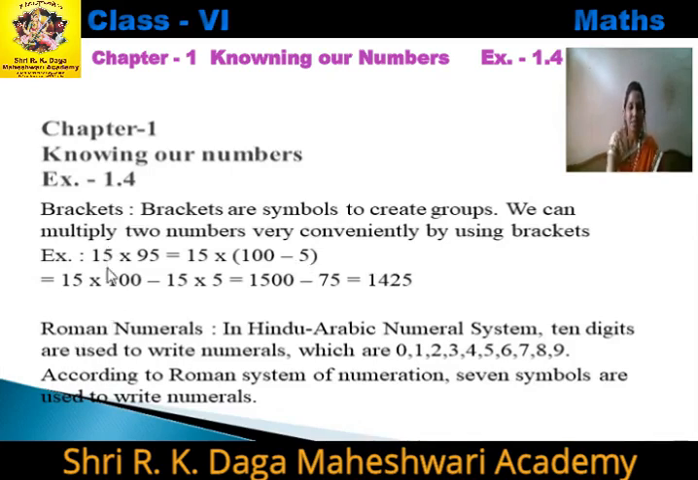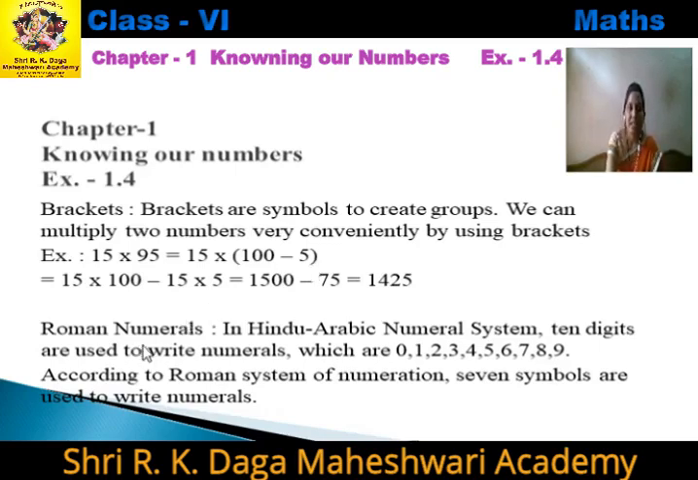लाइक दिस, when we multiply 15 by 95, then we can write 15 into this 95 can be written as 100 minus 5. Now we can multiply this 15 by 100, then minus 15 by 5. So we will get 15 into 100, that is 1500, minus 15 5s are 75. And when we subtract 75 from 1500, we get 1425. So we have multiplied 15 and 95 very easily using this bracket.